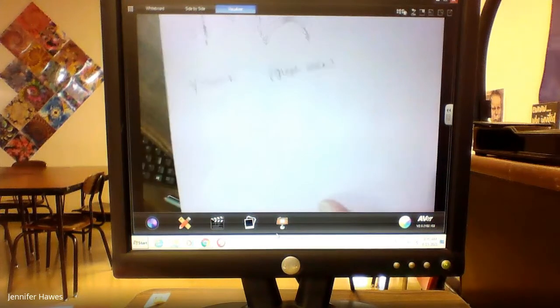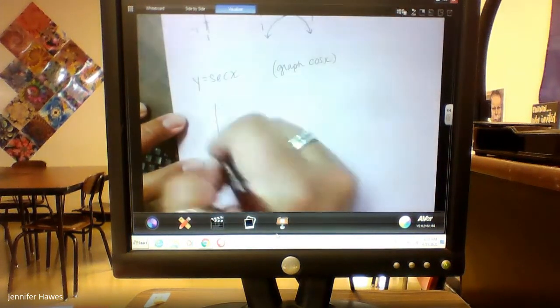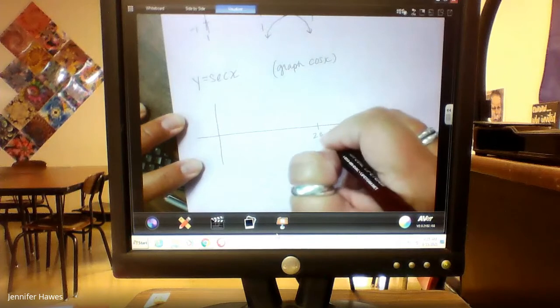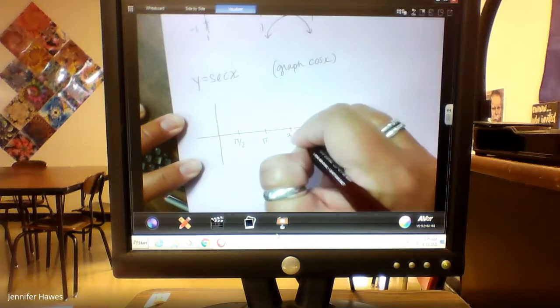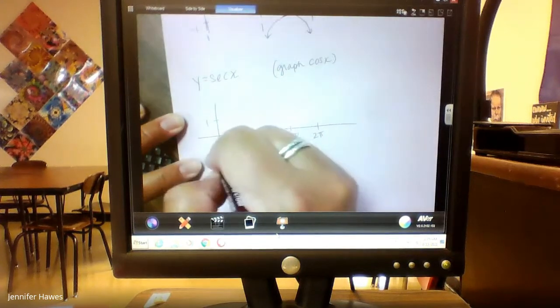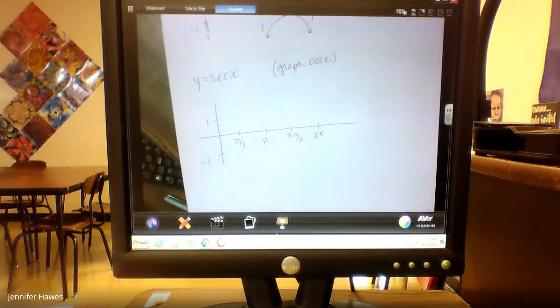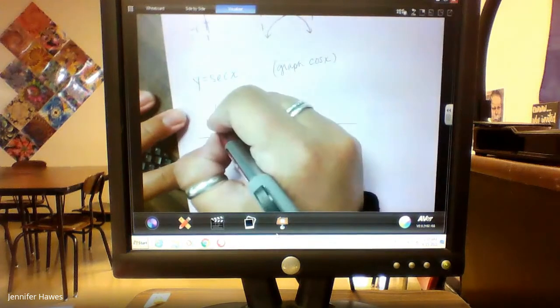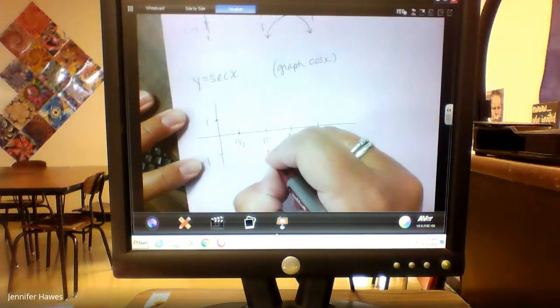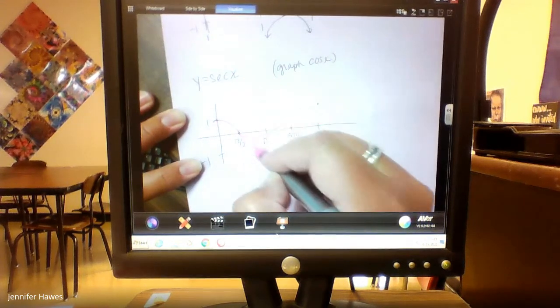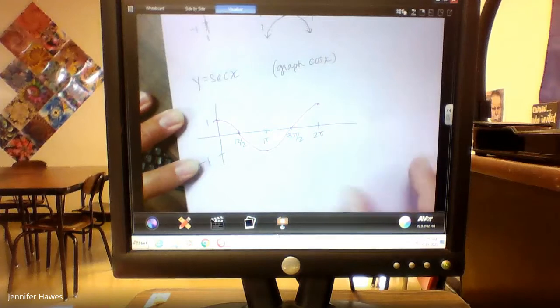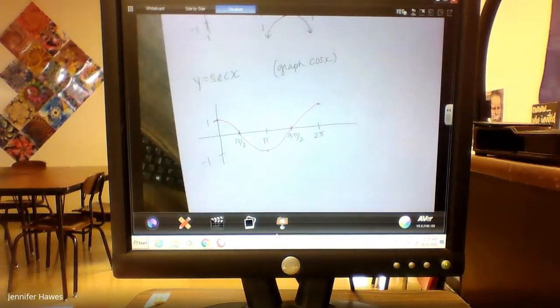Okay, so with secant, I say do the same thing. Go back in here and graph as if, this looks so bad. 1, -1. So what I tell the kids, go back and graph it as if it were cos. That way you don't have to remember too much. All you have to remember is sine and cosine with these, and then you're good.